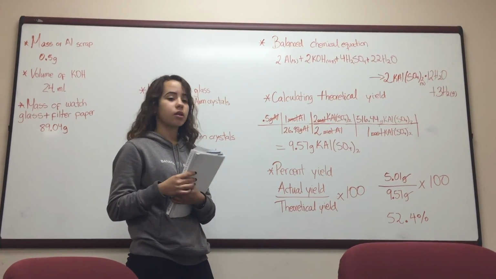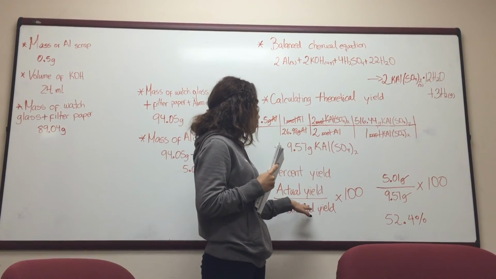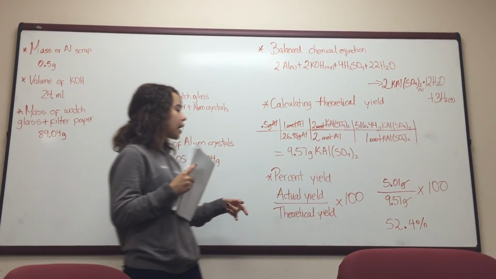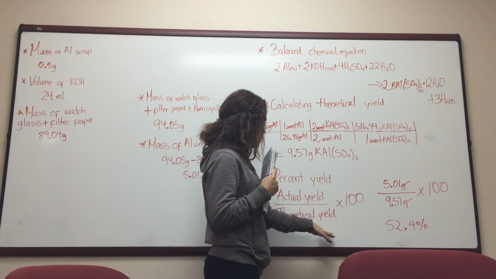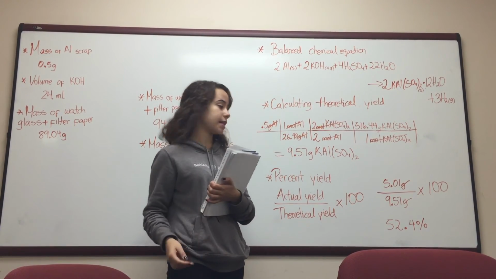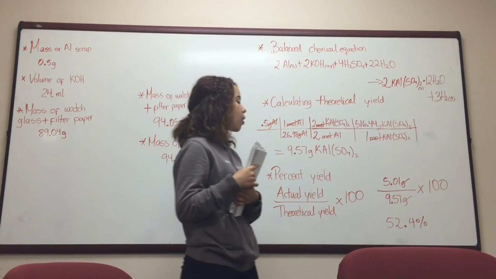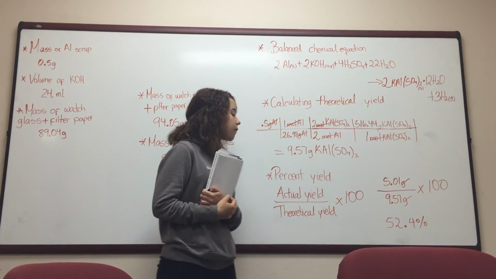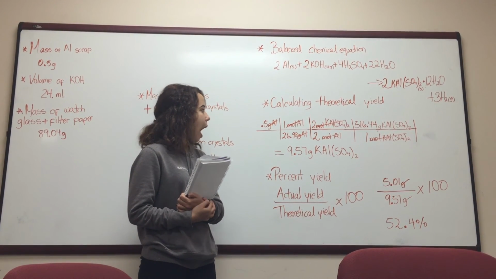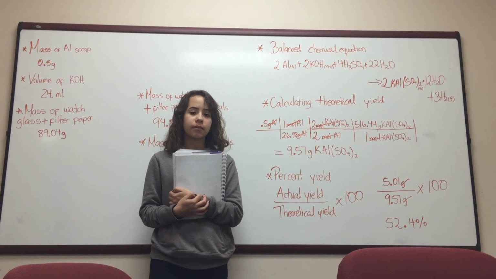And for our percent yield, we use this equation, that is our actual yield divided by our theoretical yield times 100. So our actual yield was 5.01 and our theoretical yield was 9.57 grams, times 100, we get 52.4% of the aluminum scrap. Thank you.